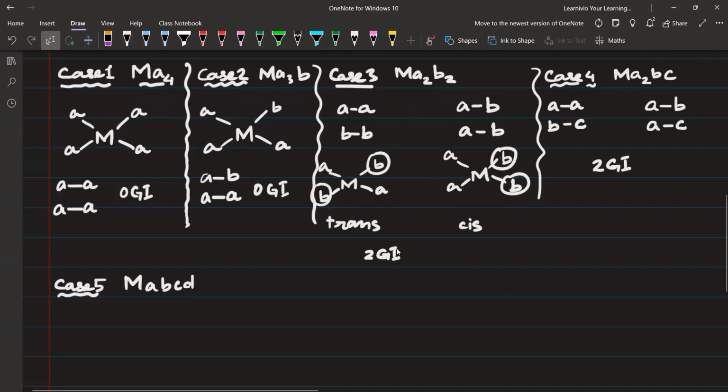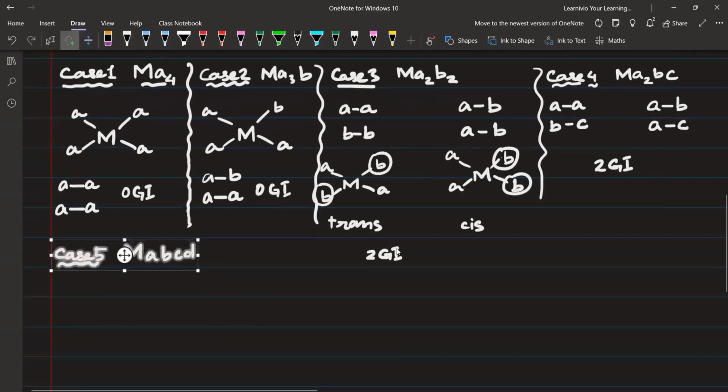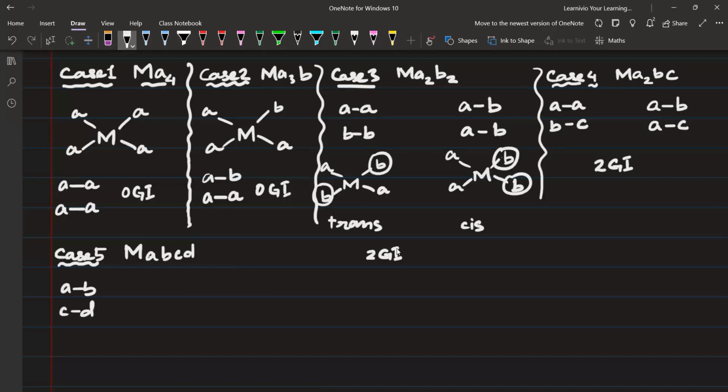Tell me what are the different isomers we can get from M, A, B, C, D. A opposite to B, C opposite to D. A opposite to B and C opposite to D. That is one. Anything else?